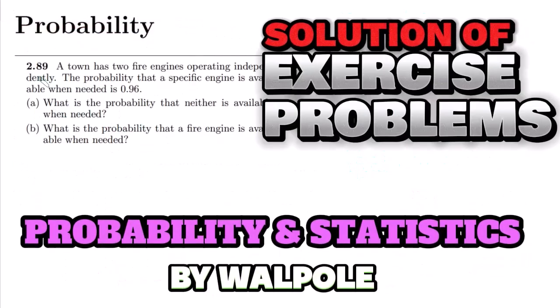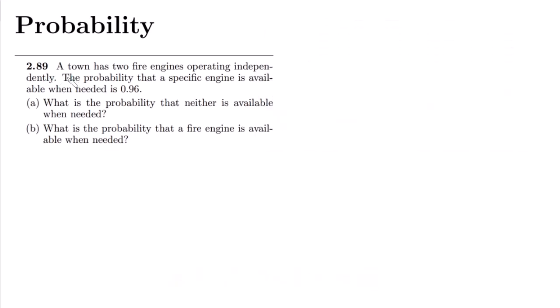So this is question 2.89, and the statement of it is, a town has 2 fire engines operating independently. The probability that a specific engine is available when needed is 0.96. Okay. So we have 2 engines, and the probability of availability for each of the engines is 0.96, and both of them are basically independent.